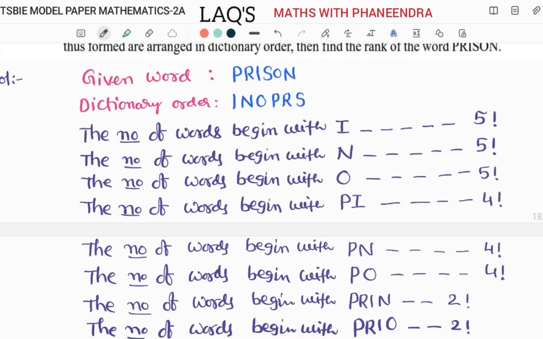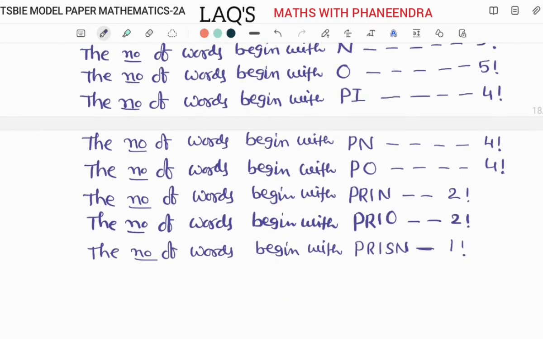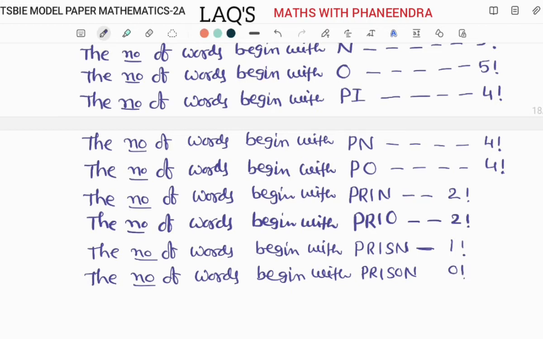Next, PRISO is there. Next word is PRISON only, no? So the number of words that begin with PRISON can be done in 0 factorial ways. No letters are left, all letters are fulfilled, no? So 0 factorial. Therefore, this is the required word that is present.